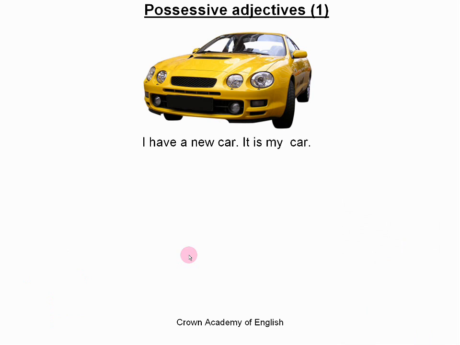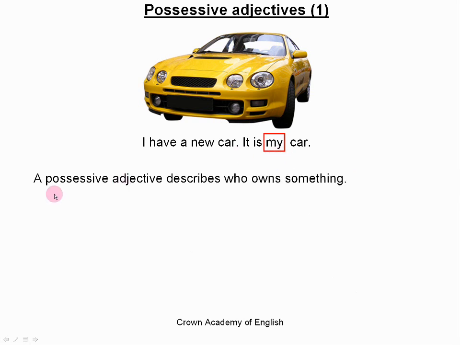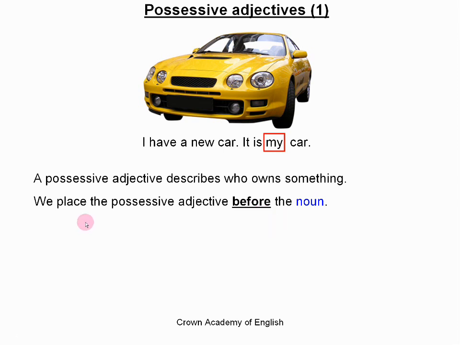So, I have a new car. It is my car. So this is the possessive adjective here. Now, a possessive adjective describes who owns something. And we place the possessive adjective before the noun. Before the noun. So this is the same always in English. We always put the adjective before a noun.